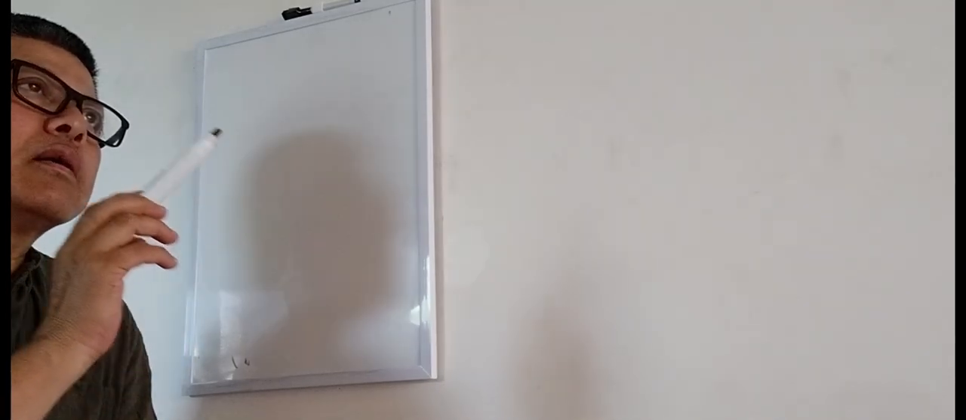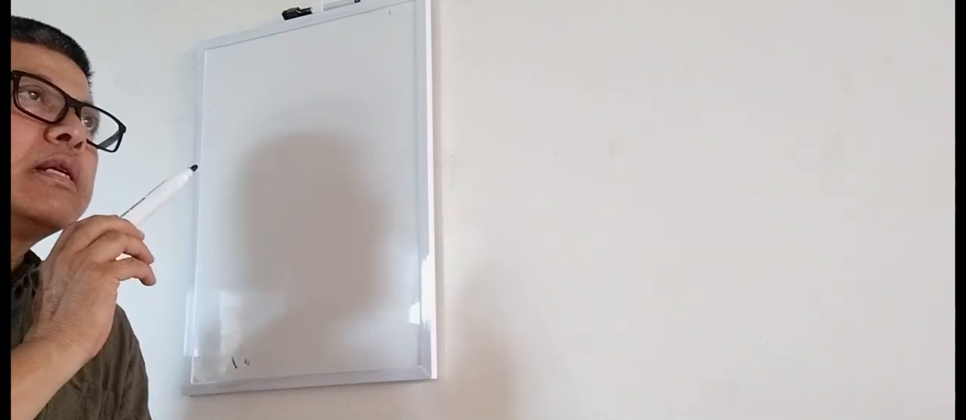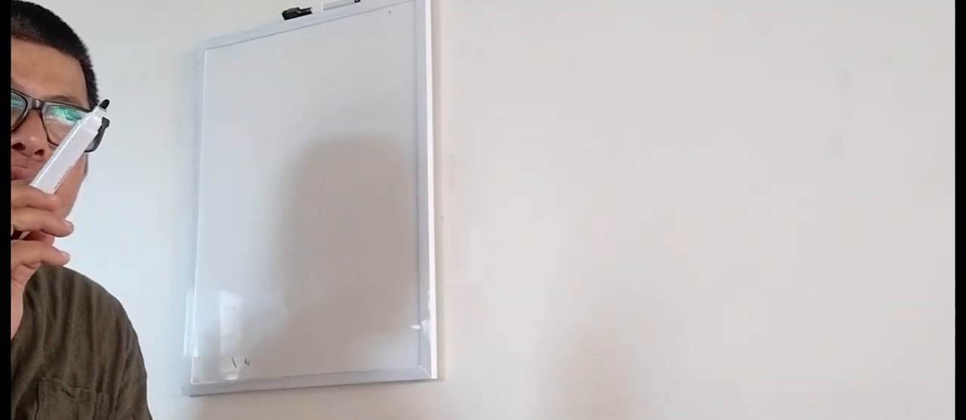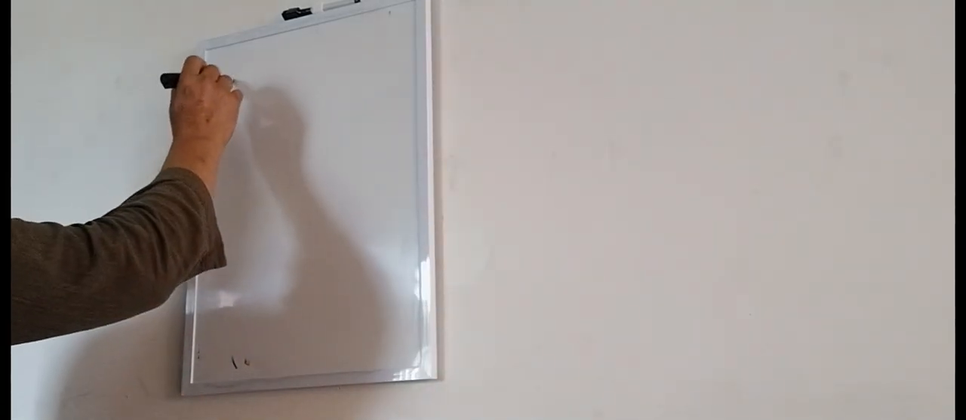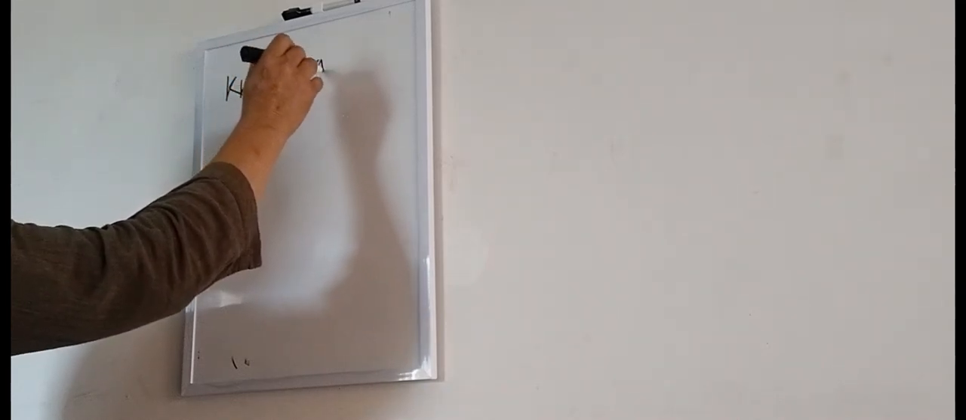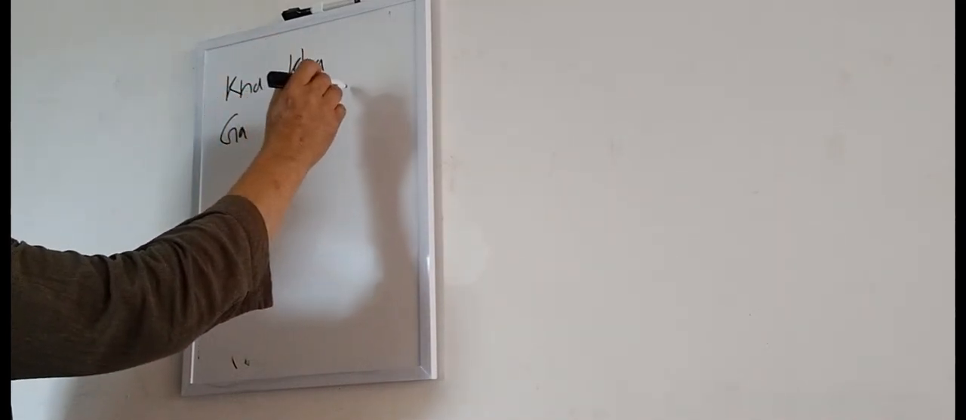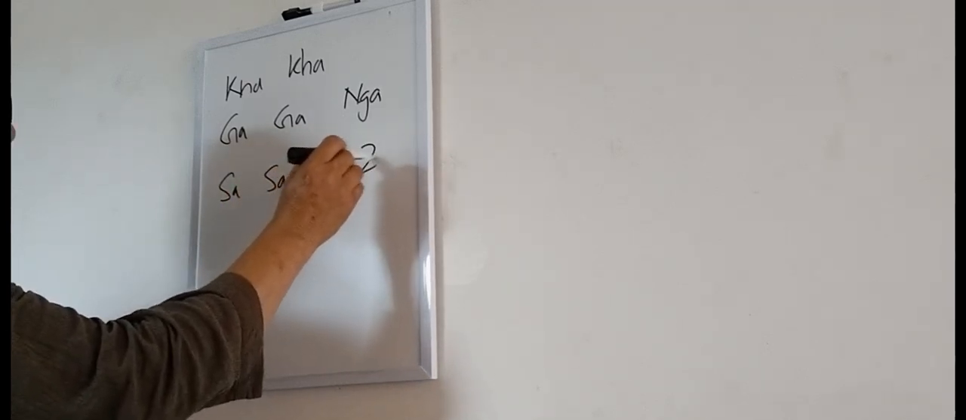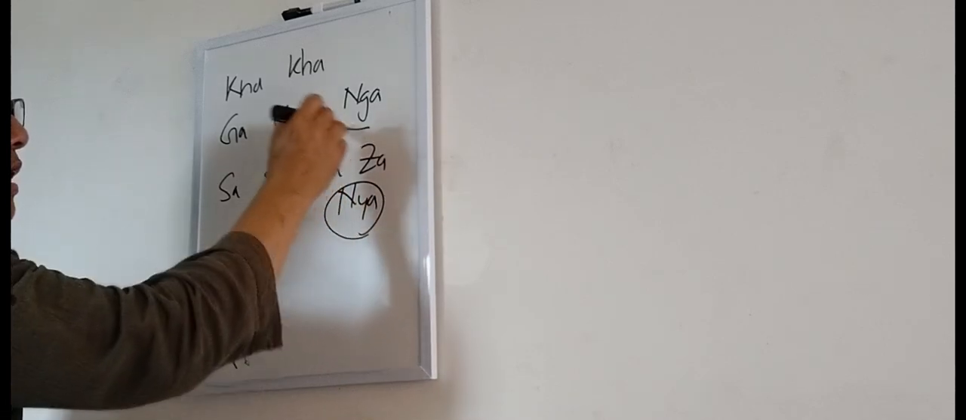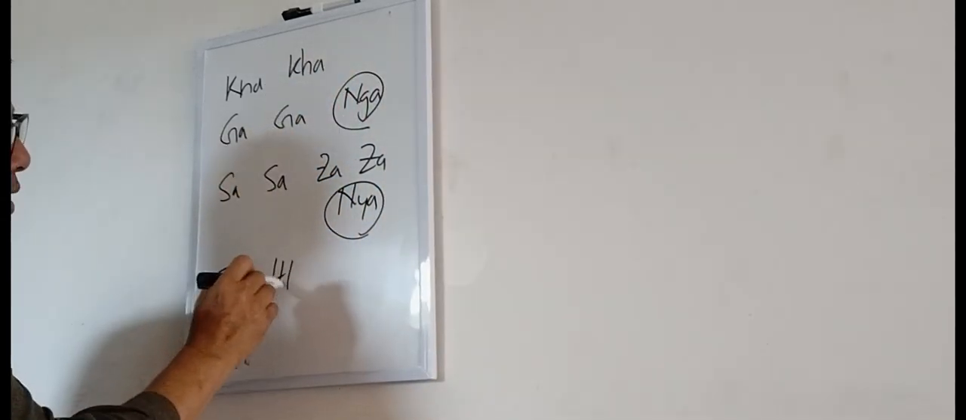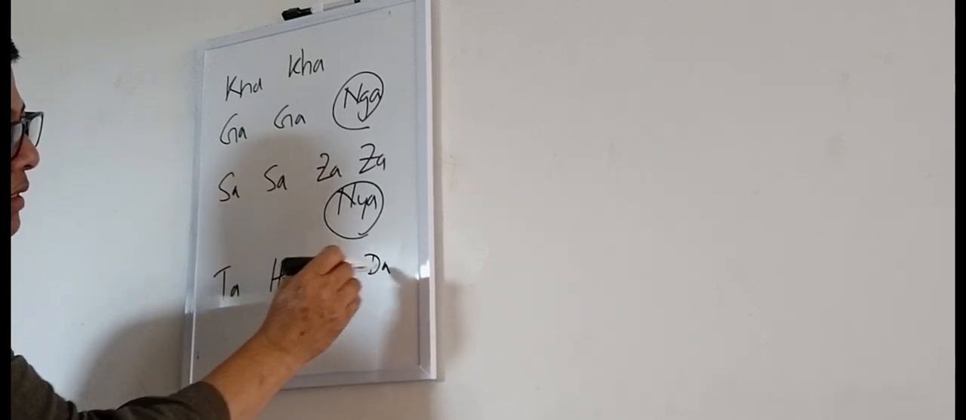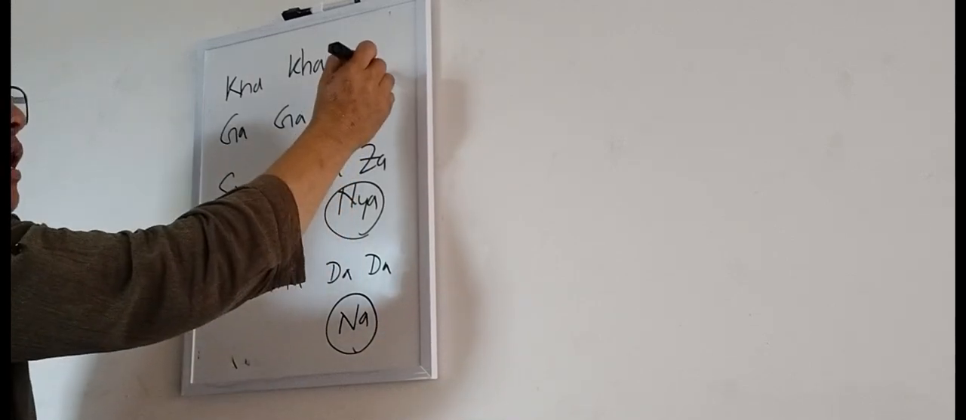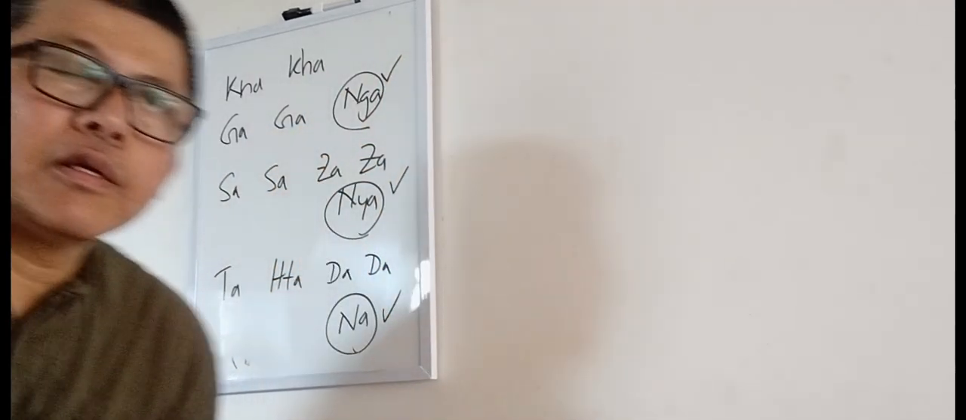That's the longer version. In the shorter version: ga ka ga ga nga. Sa sa za za nya. Da ta da da na. Ga ka ga ga nga. Sa sa za za nya. This is nya. This is nga. Then da ta da da na. Remember, they are not the same: nga, nya, na.